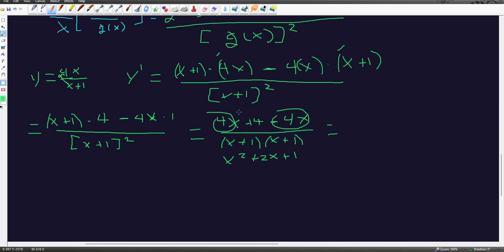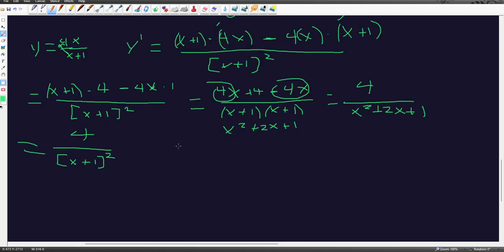These two equal to 0, which is left with 4 over x squared plus 2x plus 1, which is the same thing as saying 4 divided by x plus 1 squared. Okay.